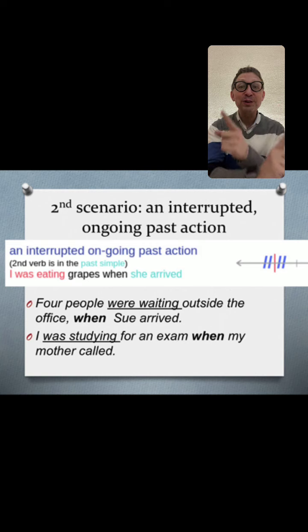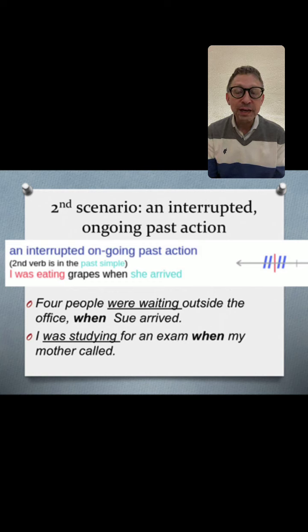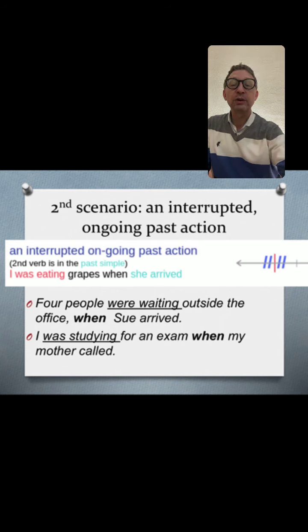Now, you can reverse the order of these. When Sue arrived, look at number 1. When Sue arrived, 4 people were waiting outside the office. No problem. We understand that the 4 people were waiting probably before. If it's a little bit unclear, you could move to the past perfect continuous, had been waiting. But when my mother called, I was studying. When my mother called, I was studying. And that, I think, is pretty clear. If you have any questions, write them down and I will try to answer them.